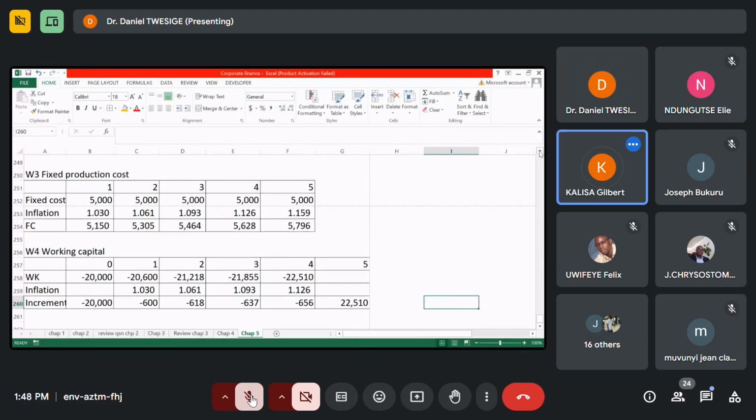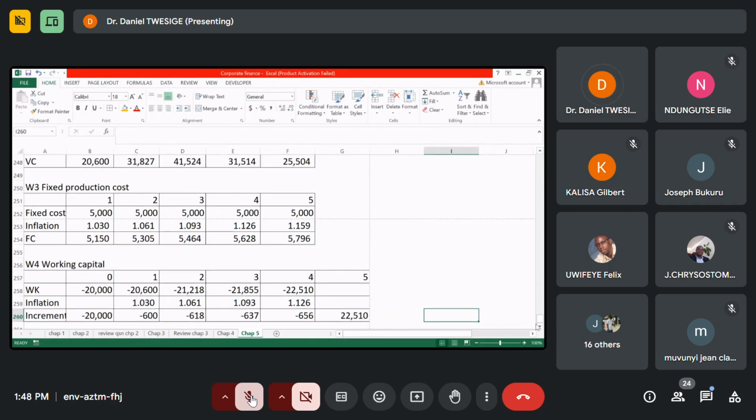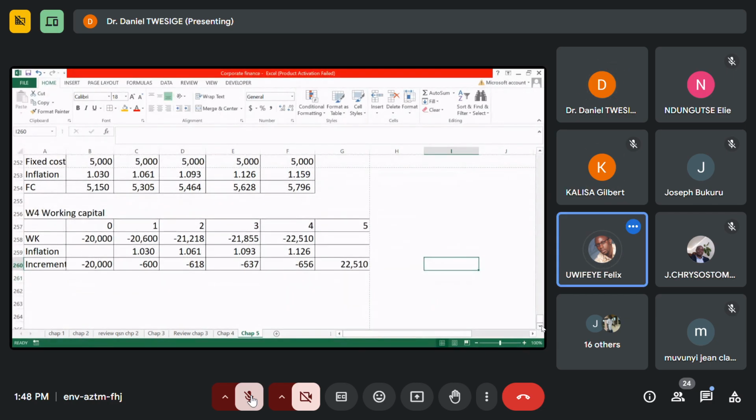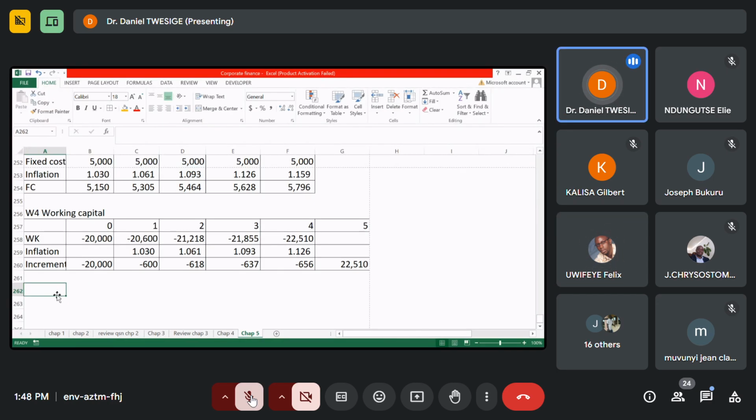So that is our inflation. Then working number 4. Working number 5, sorry, now is the tax allowable depreciation.